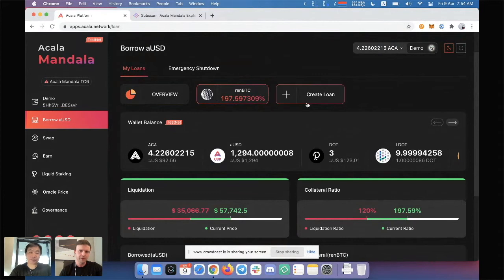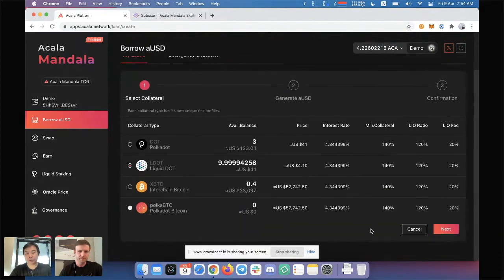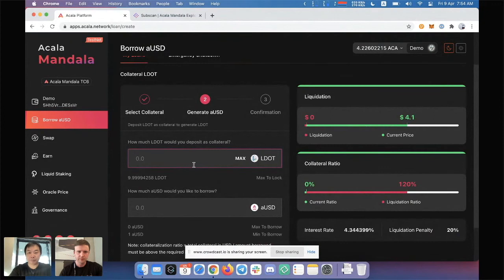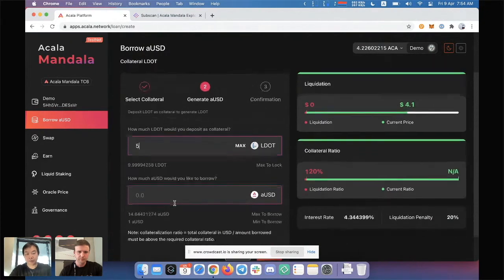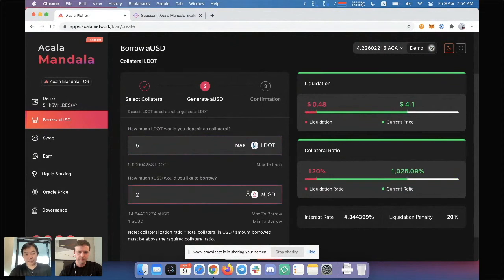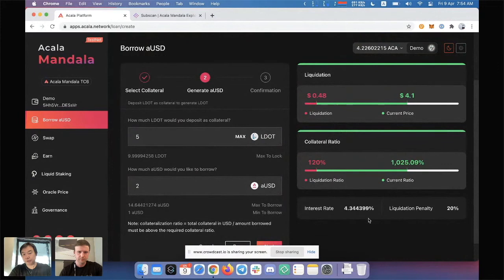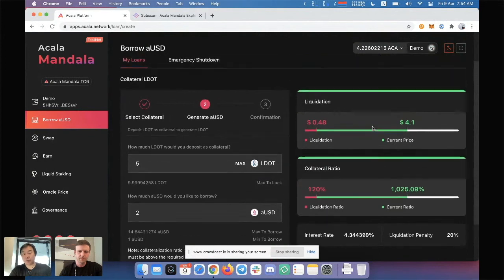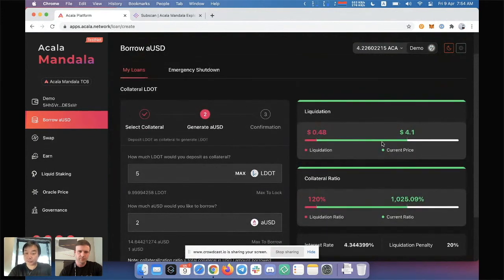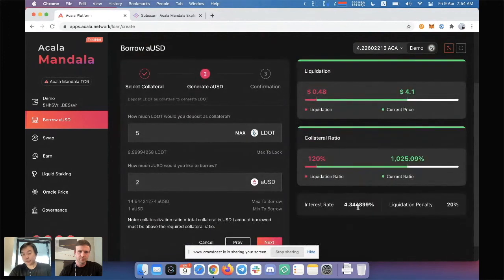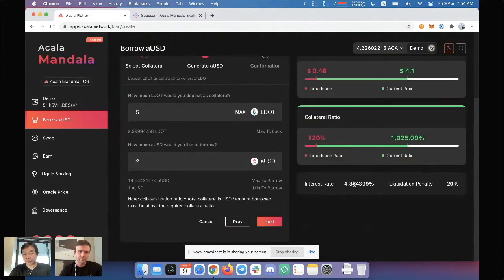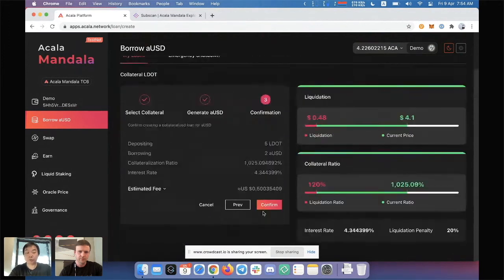Definitely, yes. Let's say we want to create a loan with some LKSM as collateral. I'm going to put in maybe 5 LKSM here, and take maybe a $2 loan. You can already see the amount you can borrow, the interest rate, and the liquidation penalty. If things go wrong, and you over-borrow and the position becomes risky, you might get liquidated. This is the figure you will be able to see before you create a loan.